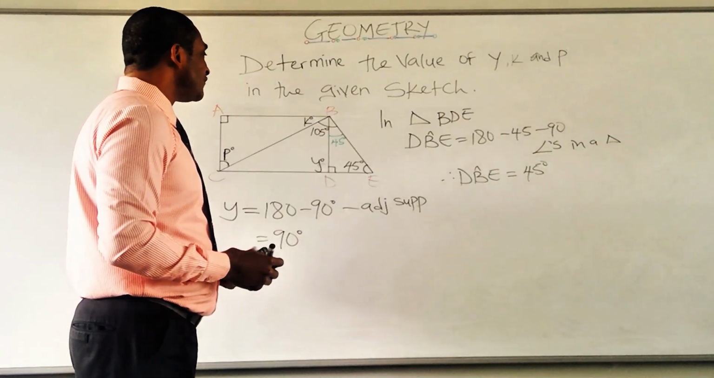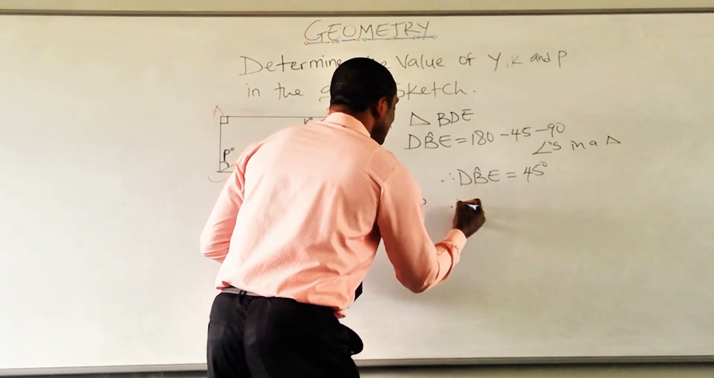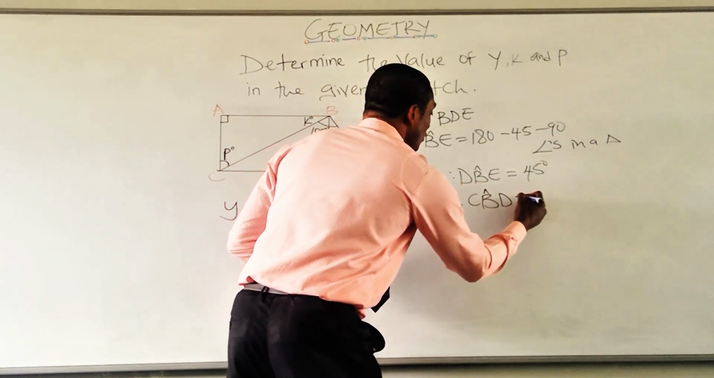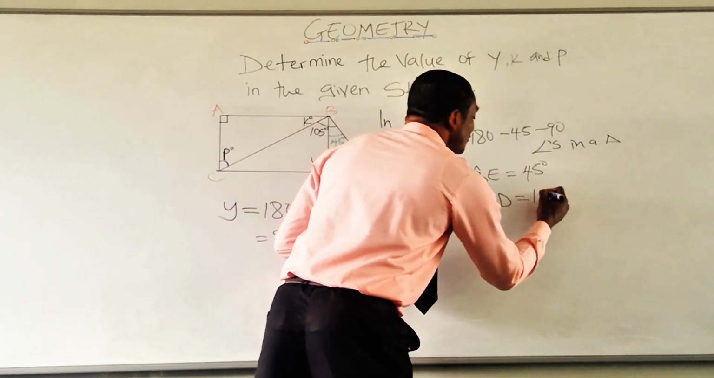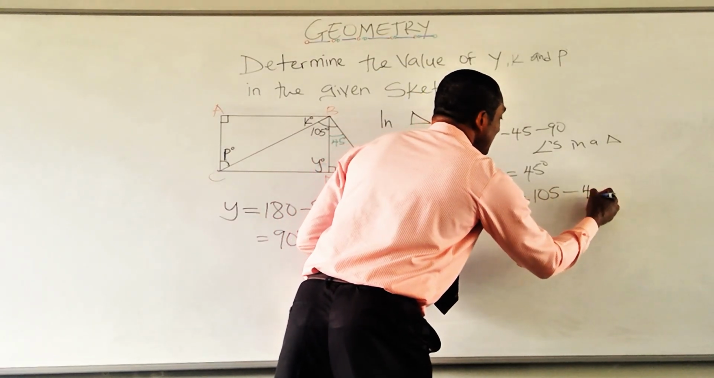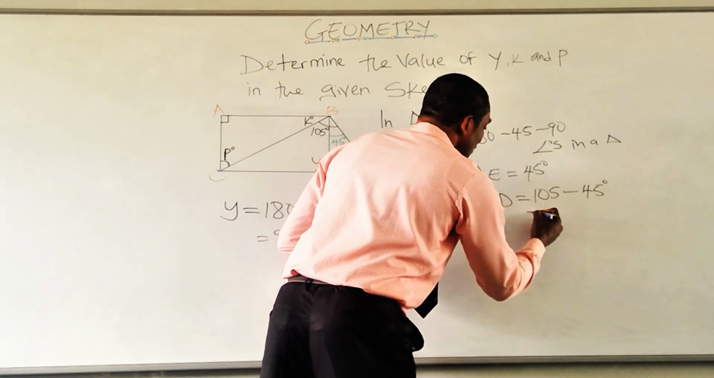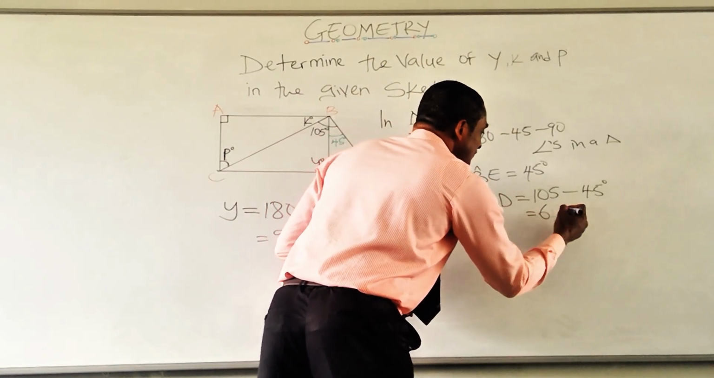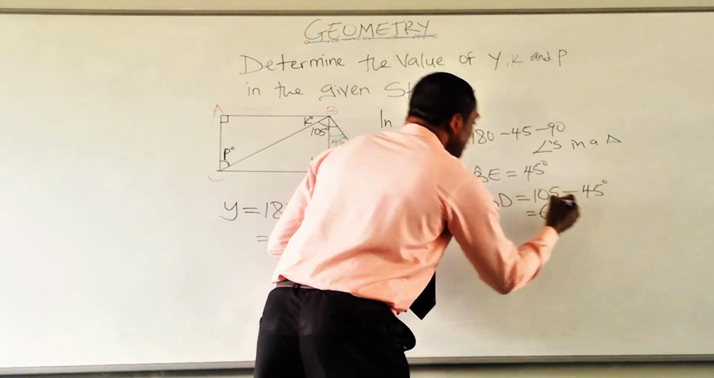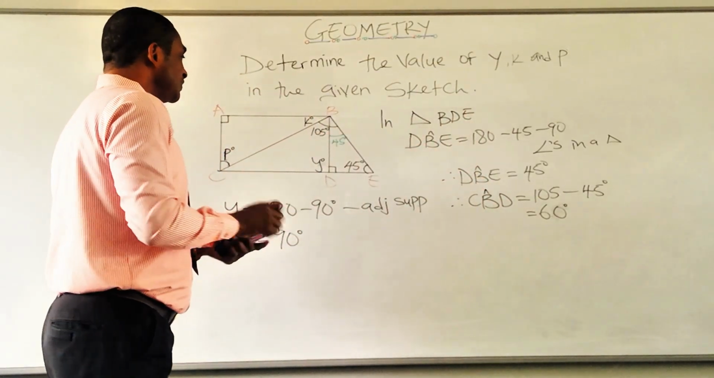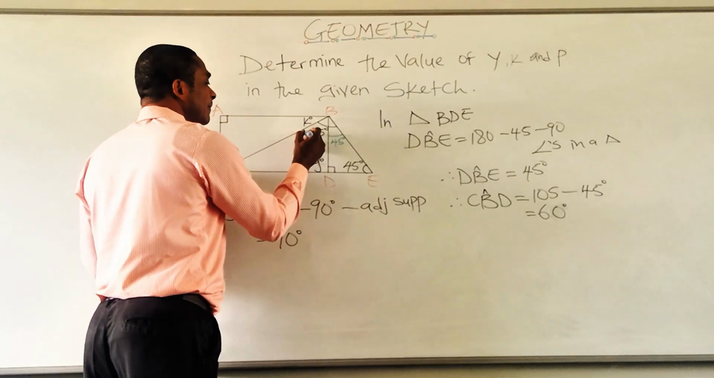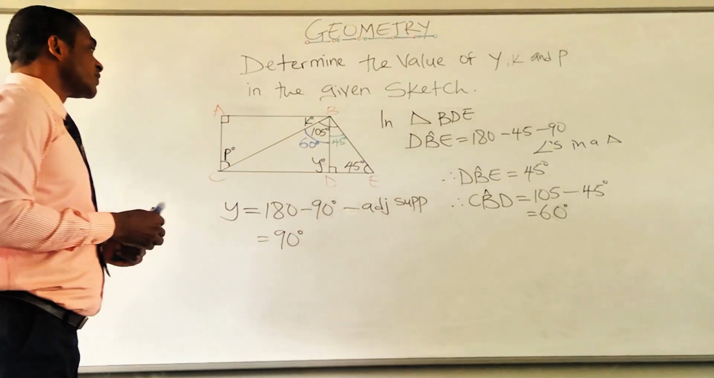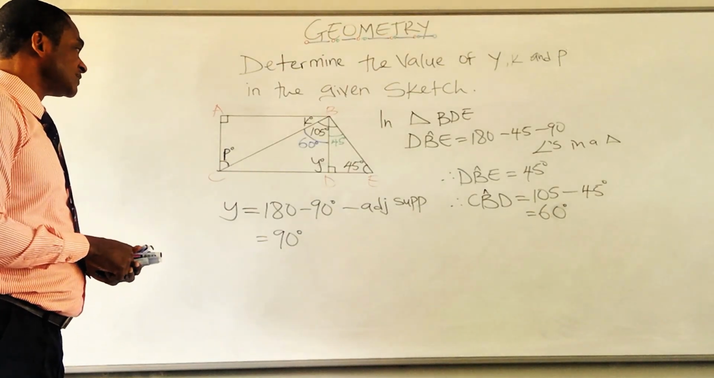If that is 45 degrees, then our CBD will be 105 minus 45. It was given, so we can write given, which gives us 60 degrees. So now we have this angle as 60 degrees.